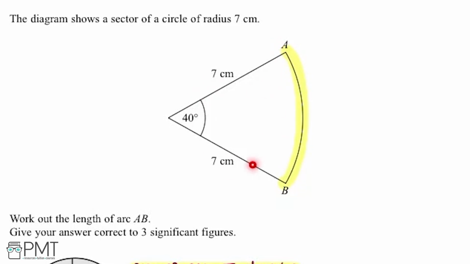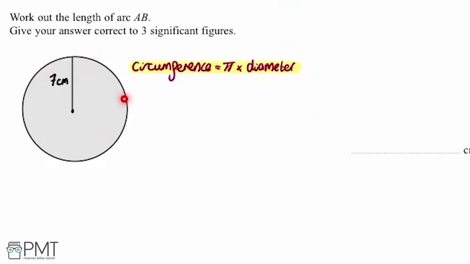Instead of just thinking about this sector, we're going to think about the whole circle. So I've drawn that out here. We've got a whole circle, again with the same radius of 7 centimeters. So the whole circumference of the circle, we can work out with this formula. The circumference is pi multiplied by the diameter. Now the diameter is 2 times the radius. So the diameter is this whole length here. So I've got the diameter, 2 multiplied by the radius, which in this case is 2 multiplied by 7. So it's going to be 14 centimeters in this case for the circle.